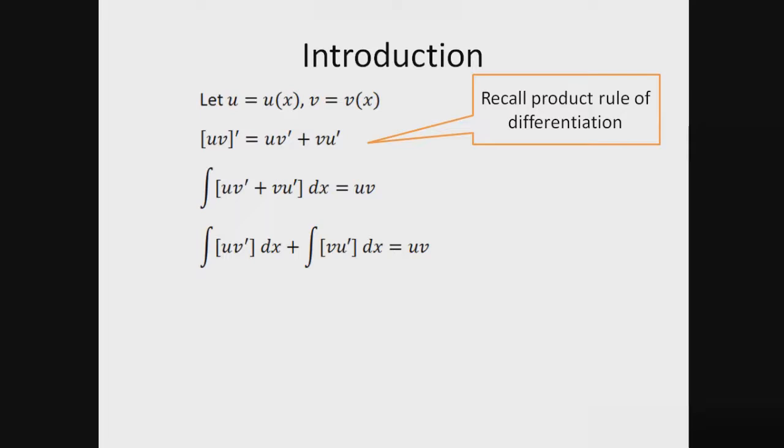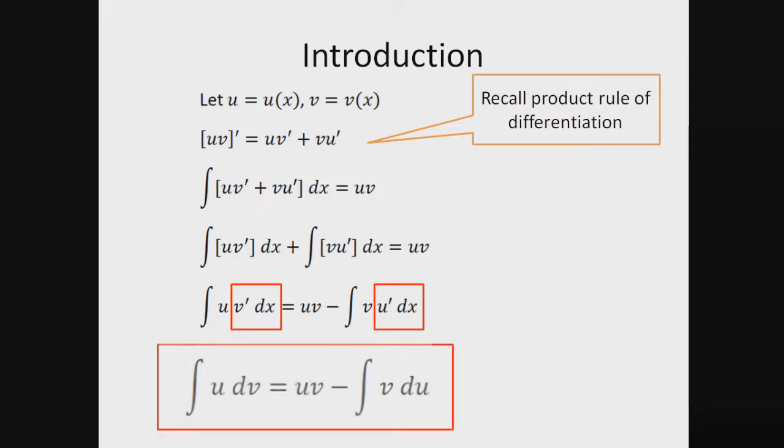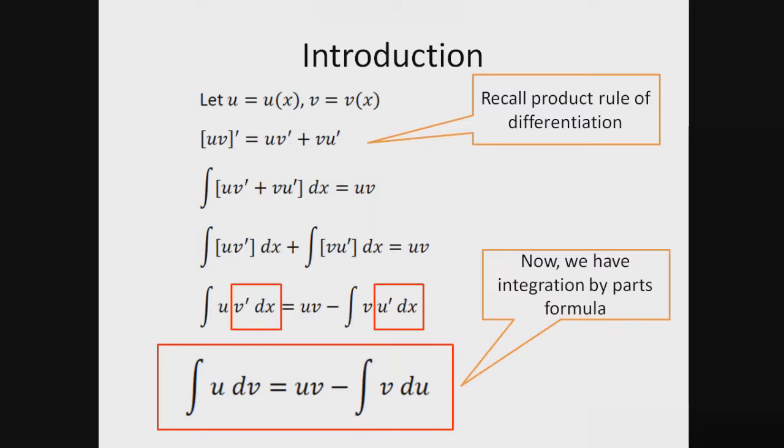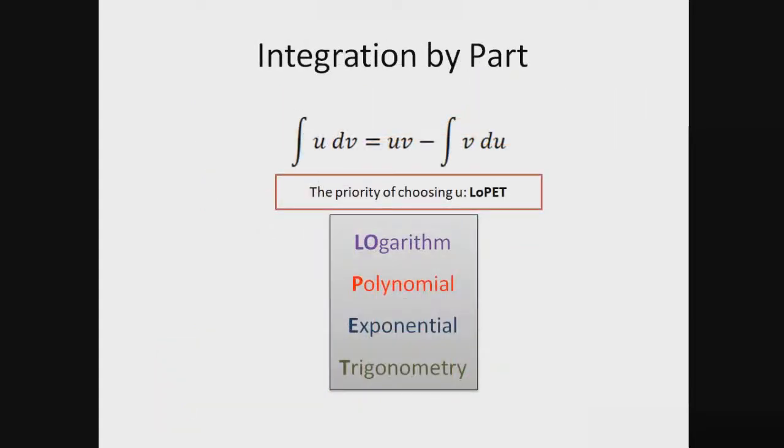Then we move the integral of vu' dx to the right hand side. So we get the integral of uv' dx is equal to uv minus the integral of vu' dx. Here v' dx and u' dx we can simply note as dv and du respectively. So we get the integration by parts formula, which is the integral of u dv is equal to uv minus the integral of v du.